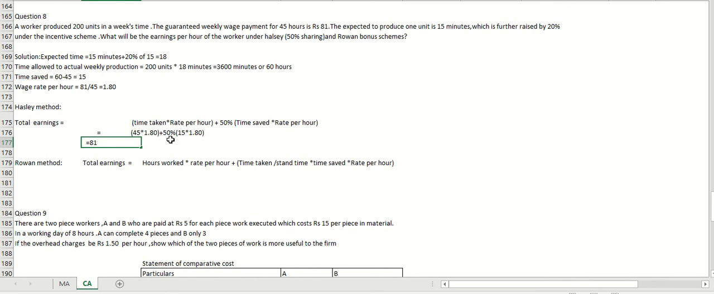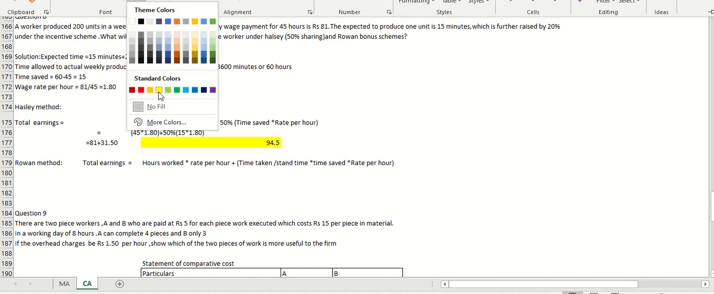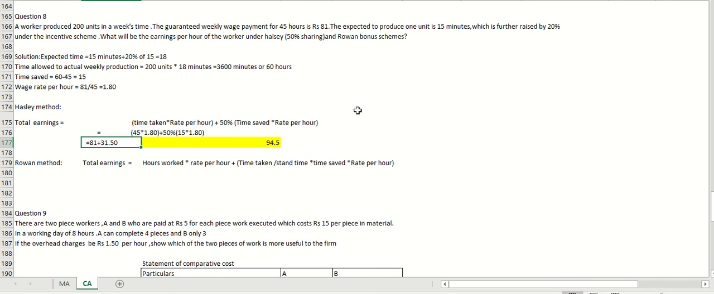and 50% of 15 into 1.80, which we get 31.50. So now your total earnings is equal to 94.50, which is 81 plus 31.50. So now this is your total earnings.